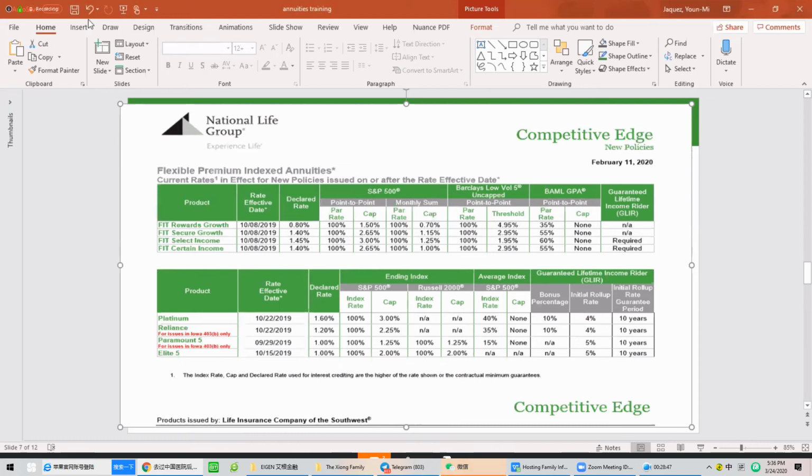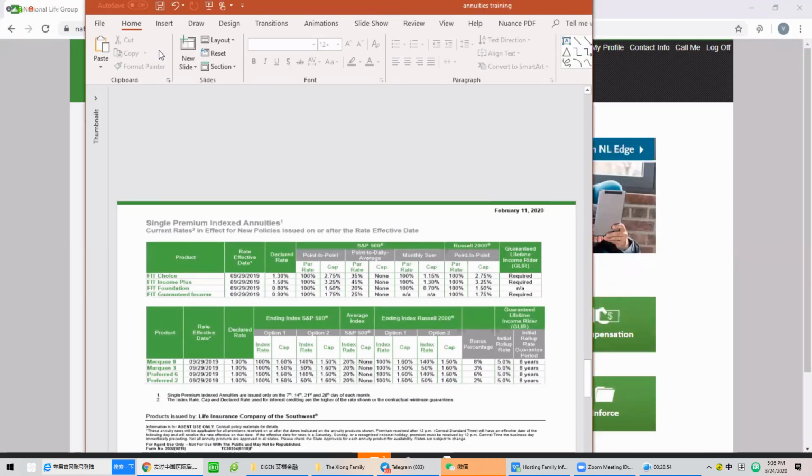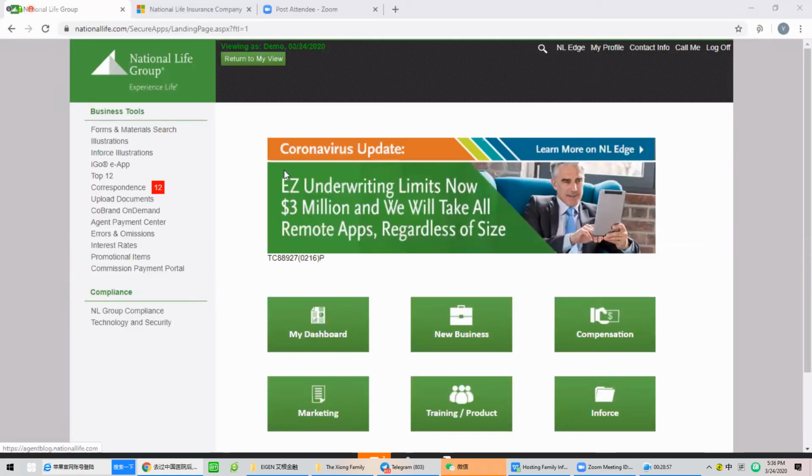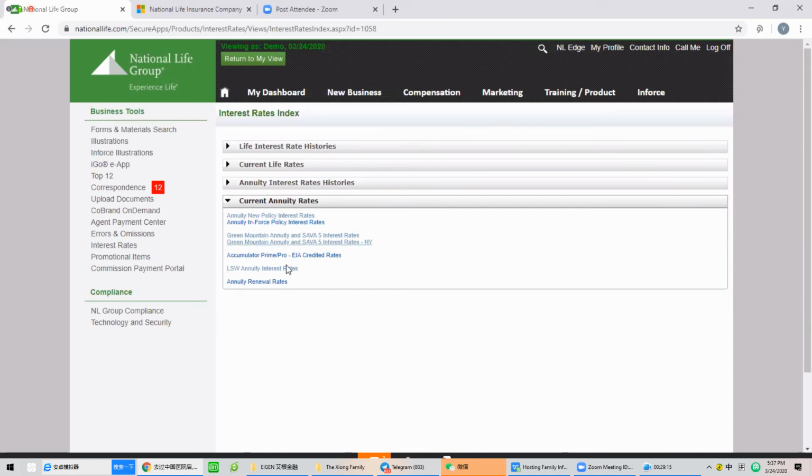And then I'm going to email you the rate sheets as well. But I said to you, I want to show you exactly where you can actually get the rate sheets. So in the agent portal, you're going to see interest rates. And I'm thinking it might have logged me out, so let's see. So if you click on interest rates, you're going to click on current annuity rates, and then click on LSW, Life of the Southwest Annuity Interest Rate.